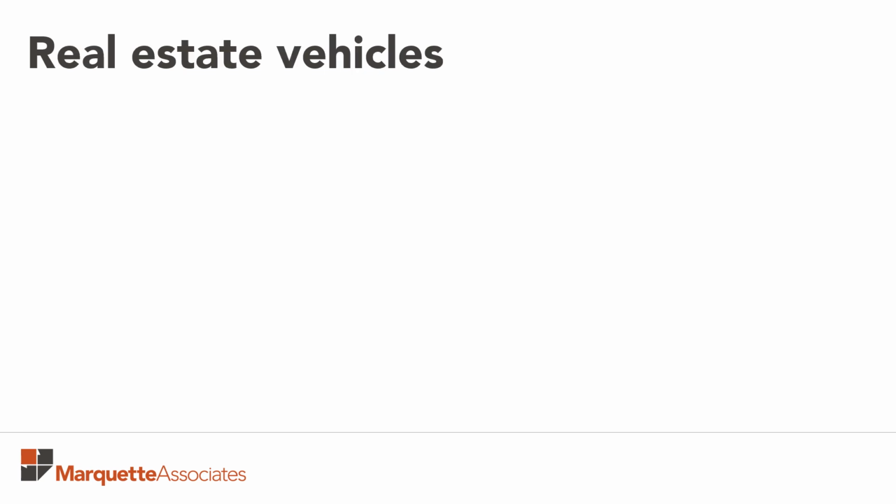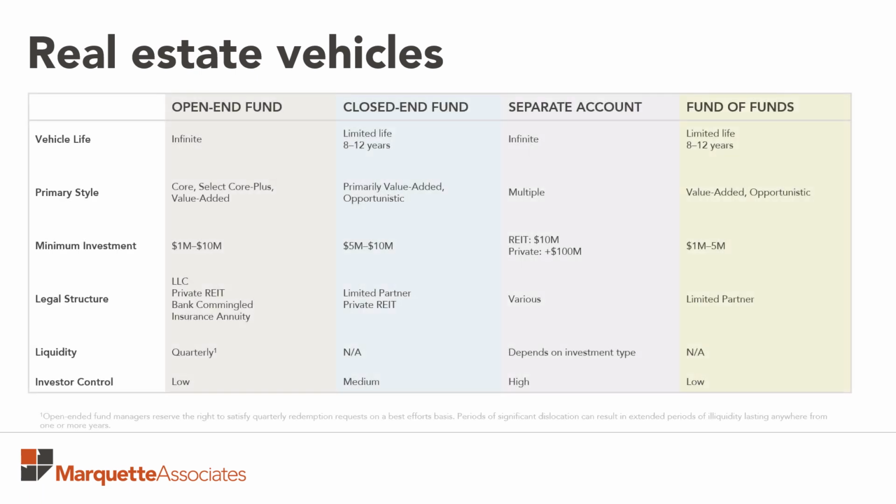In terms of vehicles, there are many ways to access real estate investments, including open-ended funds, closed-ended funds, separately managed accounts, fund-of-funds, and even co-investments. Open-ended funds typically include core real estate strategies, but may include core plus and value-added. Open-ended funds are evergreen in nature and offer quarterly liquidity. Closed-ended funds, on the other hand, are primarily for value-added and opportunistic real estate investing. These vehicles are less liquid than open-ended funds, usually with an 8 to 12-year lock and higher fees.